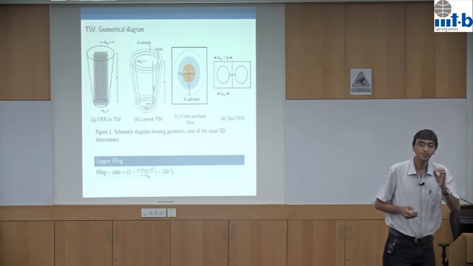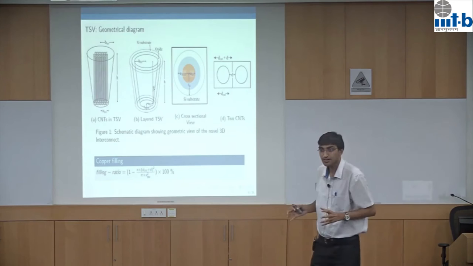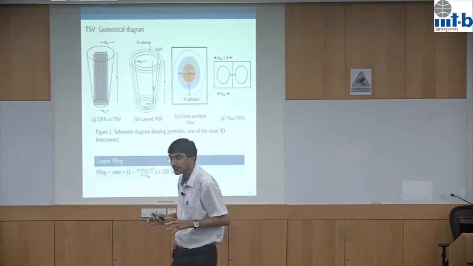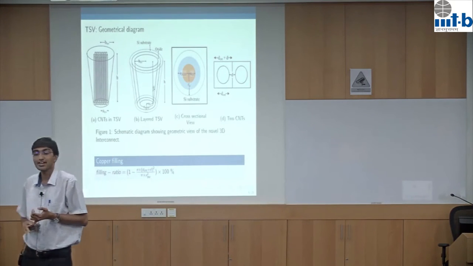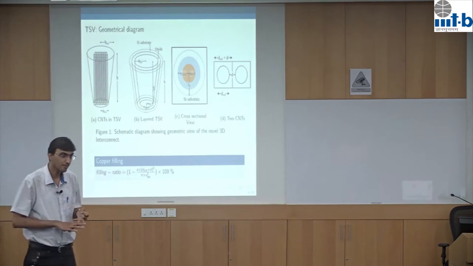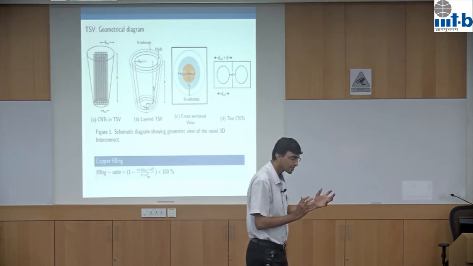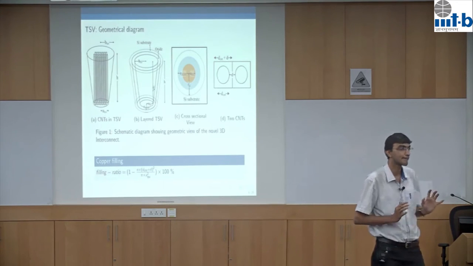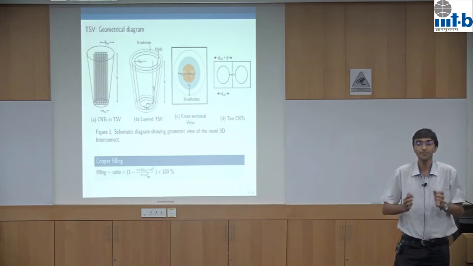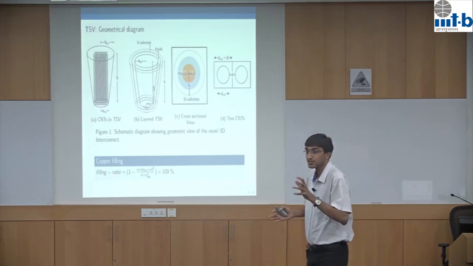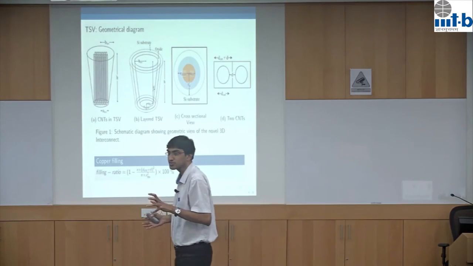So the next proposal, what the researchers working on the technology are thinking, is why not have carbon nanotubes as well as copper. Once you grow the carbon nanotubes, then you fill up the remaining portion with copper. So now you have copper slash carbon nanotubes as a composite material filling the through silicon vias.